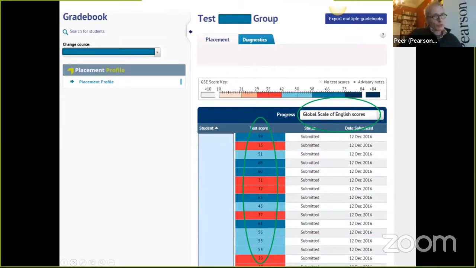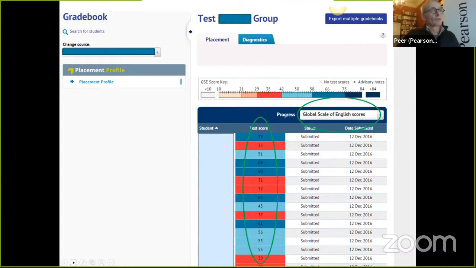Now, students see their own results instantly, but so do teachers or administrators. So this is an example of a real course, let's say, of a group of students who did a test about 1.5 years ago. And so you can see that, of course, the values are very different, but it doesn't matter. But the teachers, or the administrators, also instantly get their own results.